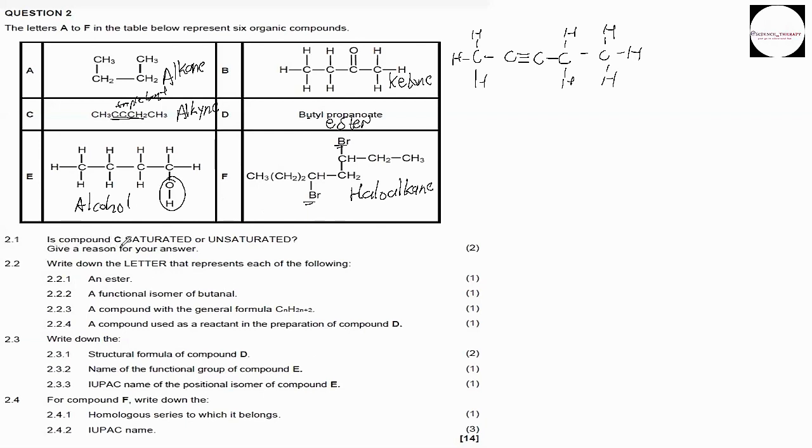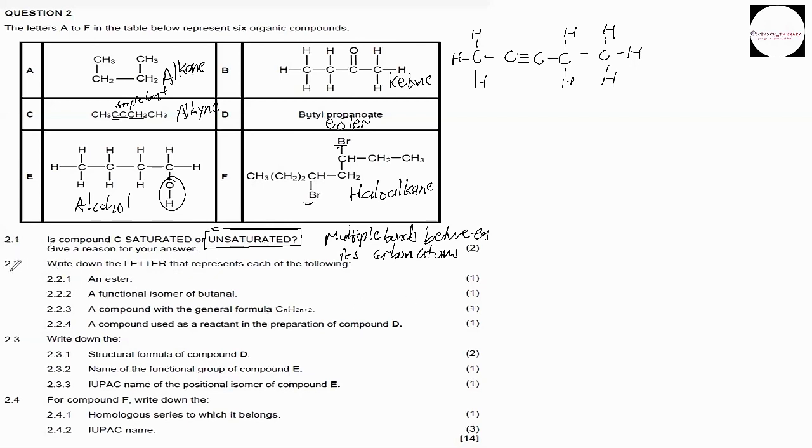2.1 says, is compound C saturated or unsaturated? Now, we know that alkyne is an unsaturated hydrocarbon, so our answer obviously has to be unsaturated. And then to give a reason for your answer, we say: multiple bonds, right? There are multiple bonds between its carbon atoms. Or you can just straight out tell us that there are triple bonds between the carbon atoms.